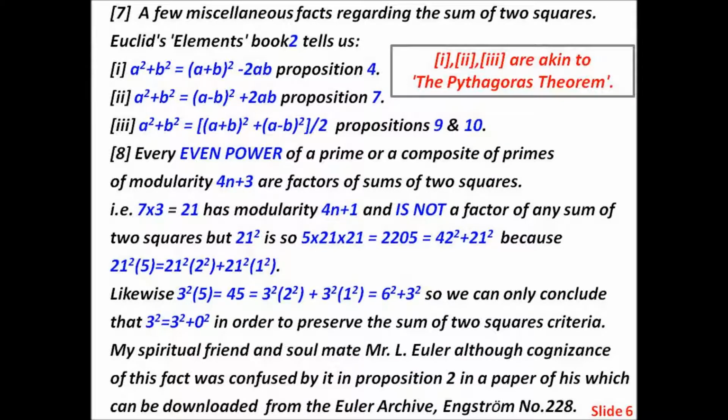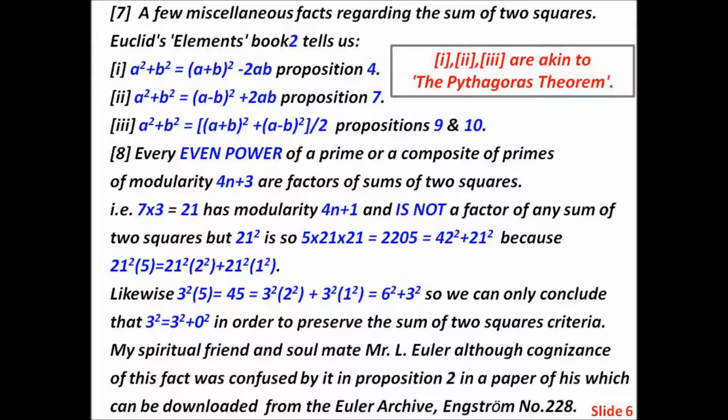7. A few miscellaneous facts regarding the sums of two squares. Euclid's Elements, Book 2, tells us: 1. a squared plus b squared is equal to (a plus b) all squared minus 2ab, Proposition 4. 2. a squared plus b squared is equal to (a minus b) all squared plus 2ab, Proposition 7. 3. a squared plus b squared is equal to ((a plus b) all squared plus (a minus b) all squared), all divided by 2.